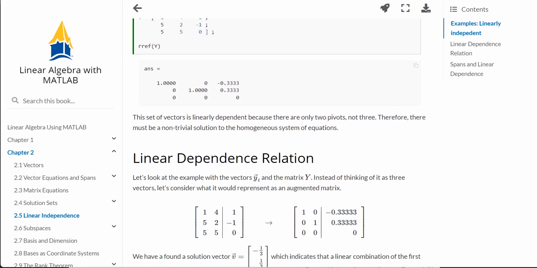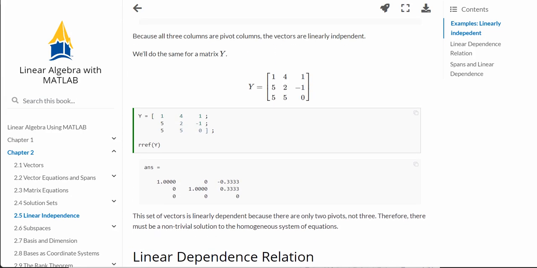Okay, fun stuff. So linear dependence relation. Before I go through this, let me just say that sometimes people will say, well, hey, if this set of vectors is linearly dependent, what is that linear dependence relation, right?